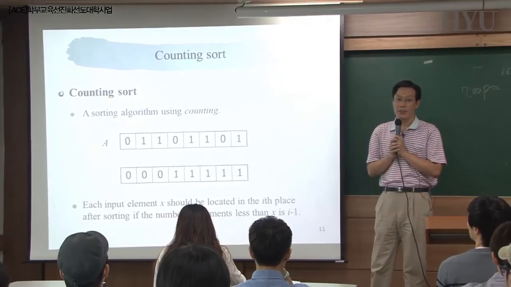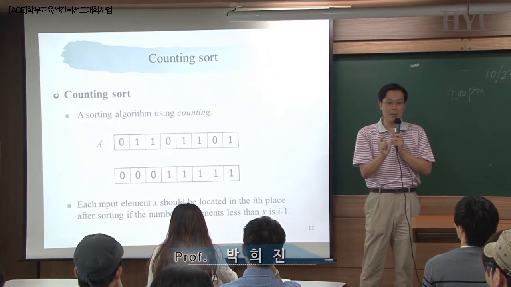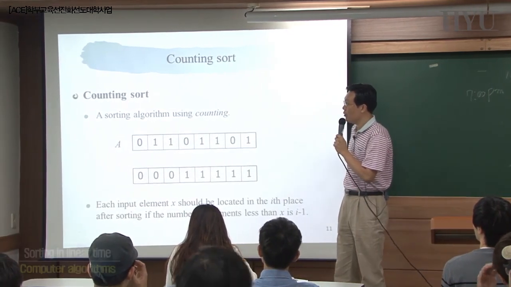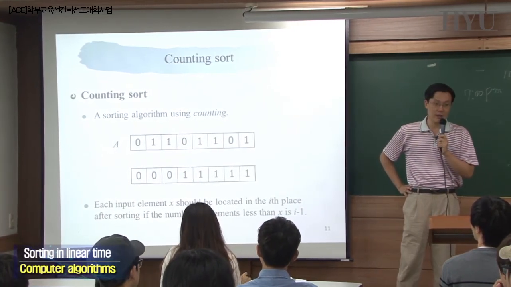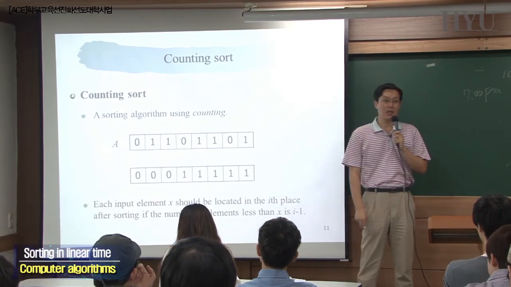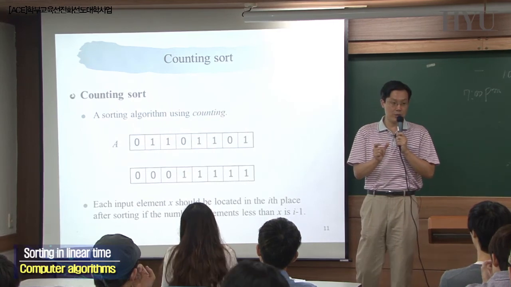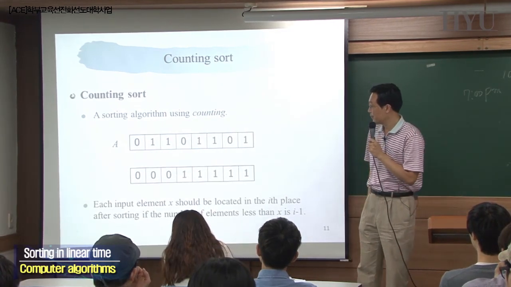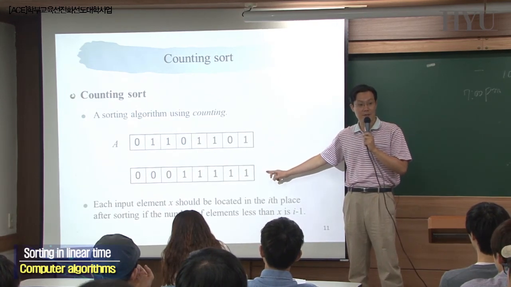First, I will show you a simple example of counting sort. Counting sort is a sorting algorithm using counting. Look at this array. It has only zeros and ones in the array. Then the output should be like this.